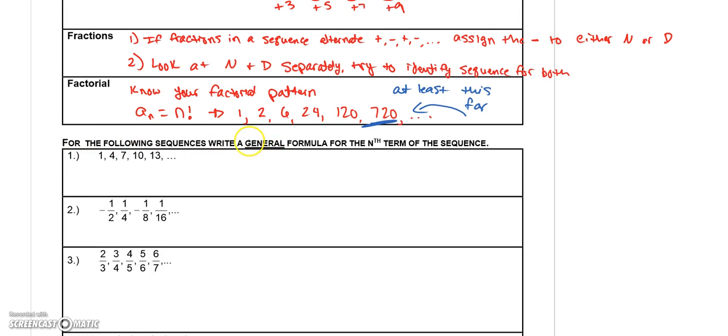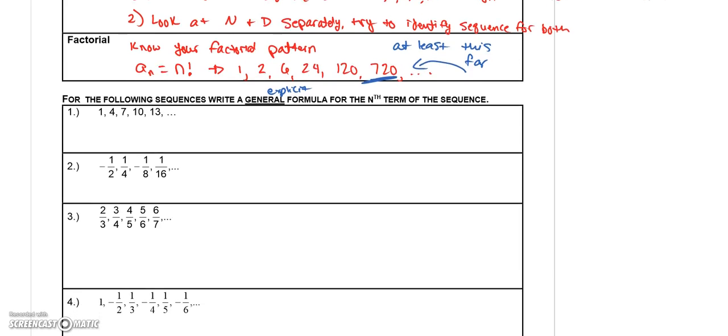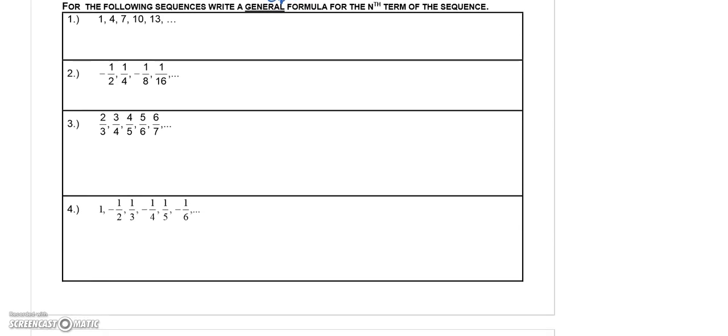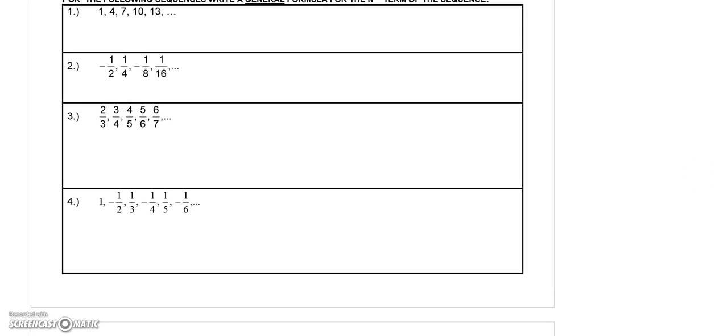Now we need to find a general, remember, that's an explicit formula for each. I'm not doing 1 and 2. Those are simple arithmetic and then geometric. But let's look at number 3. This is our pattern with fractions. If you look at the first term 2/3, then 3/4, then 4/5, then 5/6, this is not arithmetic. I can't add the same thing to get each new fraction. It's not geometric either. I can't multiply each fraction to get the next one.